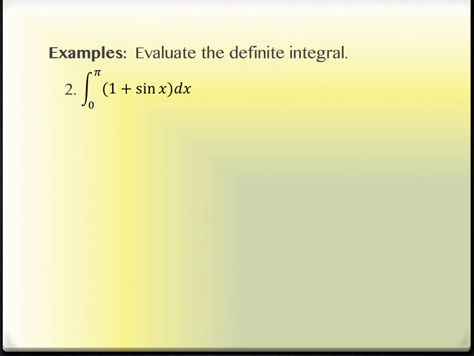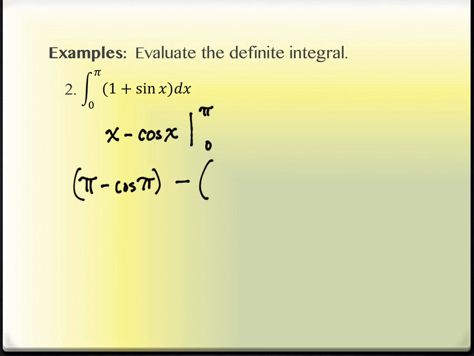What is the antiderivative of 1? x. And the antiderivative of sine x? Right, negative cosine of x. Remember, we don't need the plus c. If you want to put it, you can, but there's no need. We do need that bar for our limits of integration, pi and 0. And then we're going to put the pi in for the x's. So I have pi minus cosine of pi, and all of that is minus 0 minus cosine of 0.